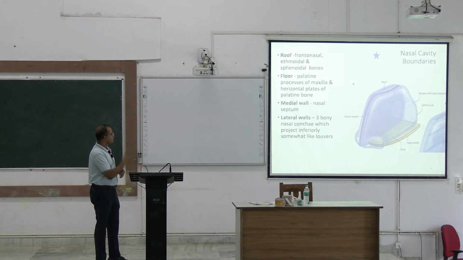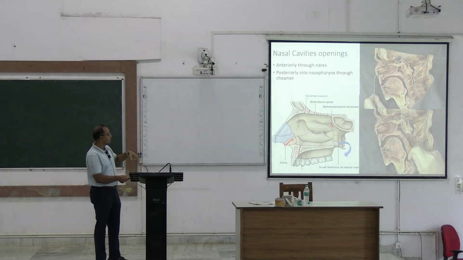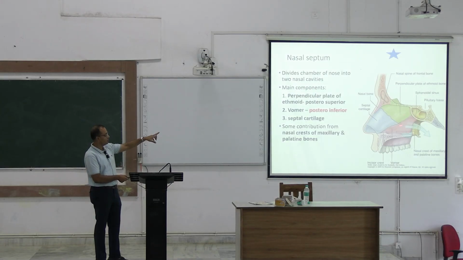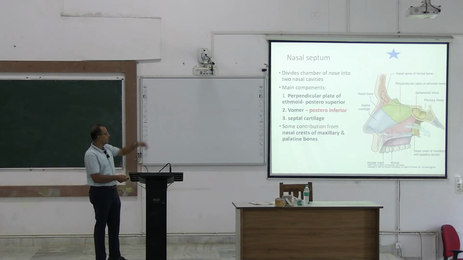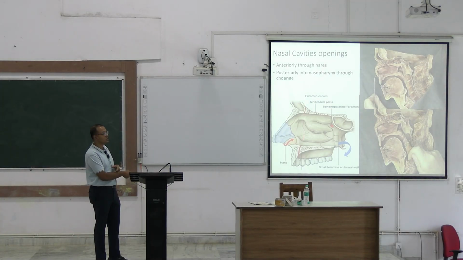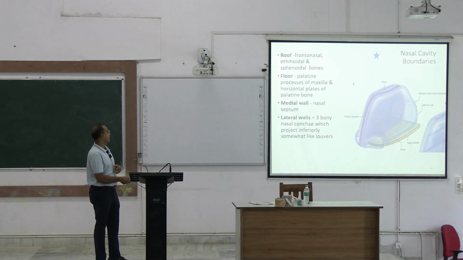Now, coming to the superior part, the roof. The roof is formed by the frontal bone and posteriorly by the sphenoidal bone. The floor is formed by the hard palate, which is the palatine bone and the maxilla. The medial wall is the septum that we have just discussed: the vomer, the perpendicular plate of the ethmoid and the septal cartilage. The lateral wall is formed by these conchas. So this is the cavity of the nose, which has boundaries to it.